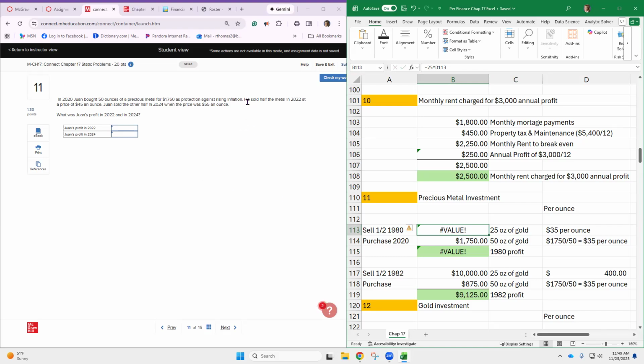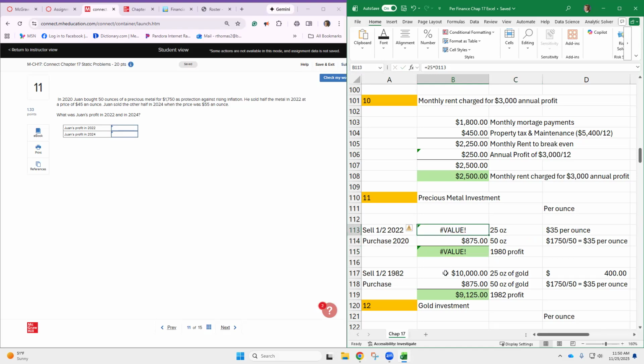Okay, now it says he sold half the metal in 2022. All right, so just half of it, not all of it. 2022, gonna sell half of the metal. I don't know why they changed it. And then when you sell half of it, you want to only subtract half of it. Okay, so I'm actually going to take the purchase amount and divide by 2 because you're only selling half of it. There's why that was $875.